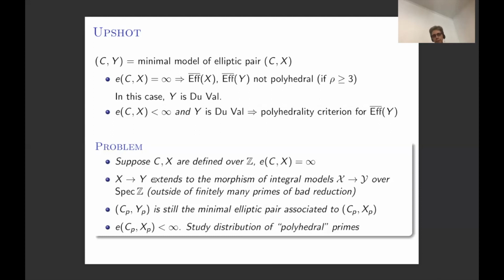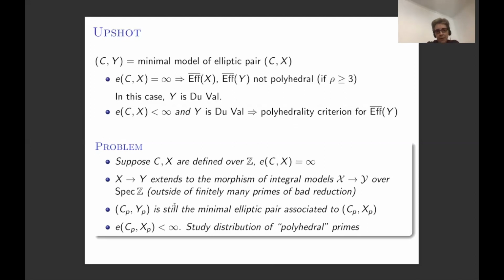So now outside of finitely many primes, this will be contracting the same curves even when reducing modulo P. So the reduction modulo P of Y is still the minimal elliptic pair associated to the reduction of X. And so now, after reducing coefficients modulo P, the order will be finite. And now we want to study the effective cone of our Y_P, the minimal model of X_P. And we want to study if its effective cone is polyhedral or not.